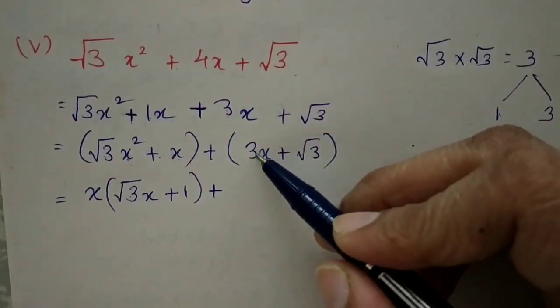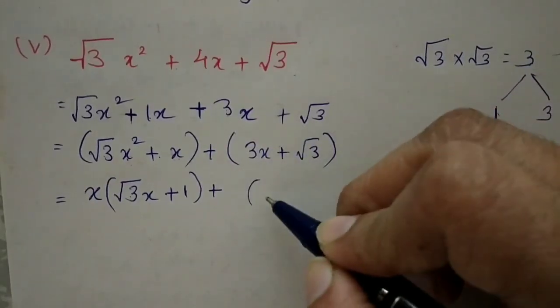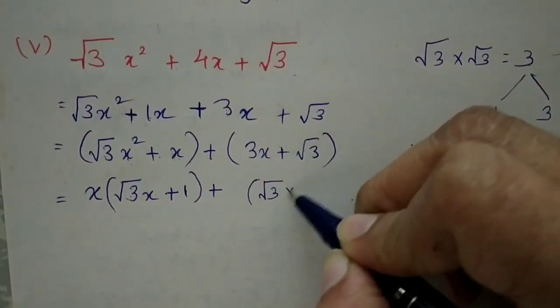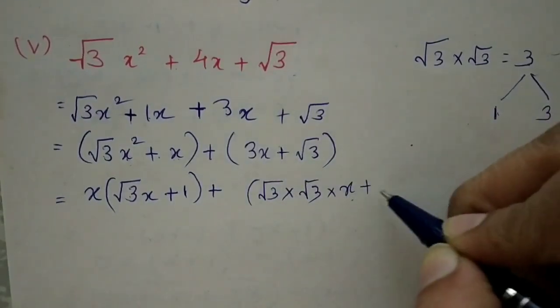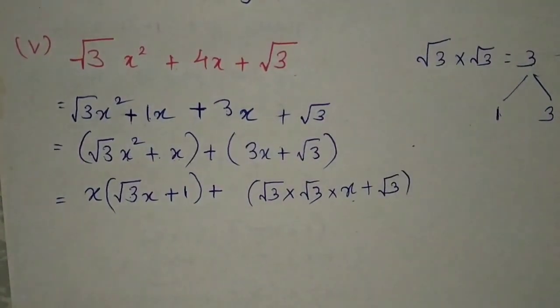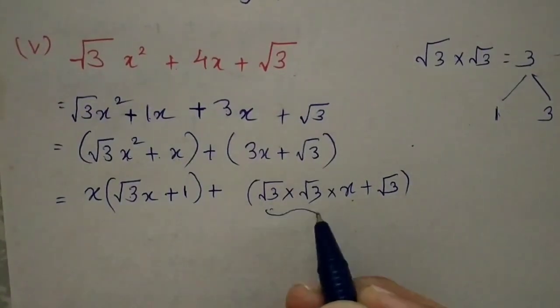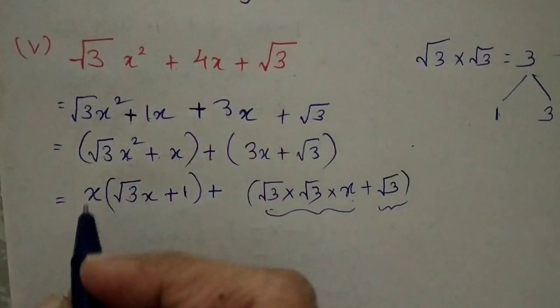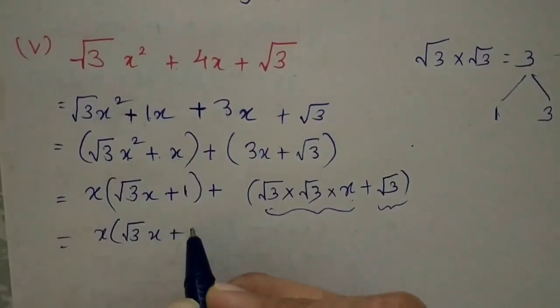How to get that? 3 can be written as root 3 into root 3. Yes, so I'll write down this as root 3 into root 3, and this will be our x plus root 3. Now can you see common now? You can see root 3. Now you have to find out the common out of this and out of this, because we have already finished doing it in the first bracket. Okay, this we have already finished.